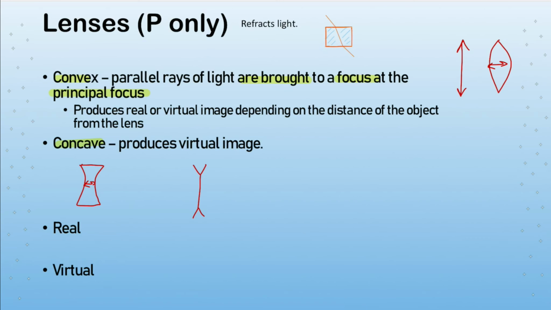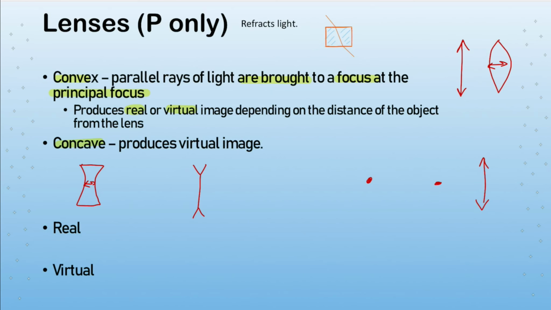And they can produce two types of image. They're either real or virtual. And these will depend on the distance of the object from the lens. So the object is what we're trying to see. So if you have your lens drawn, depending on how close your object is to that lens will affect whether it ends up being a real or a virtual image that's produced.